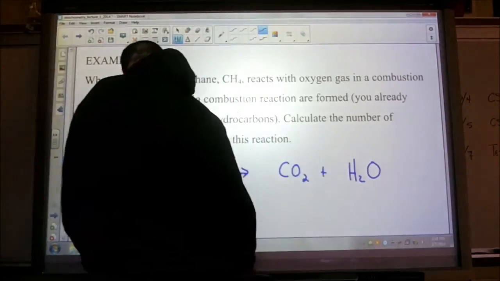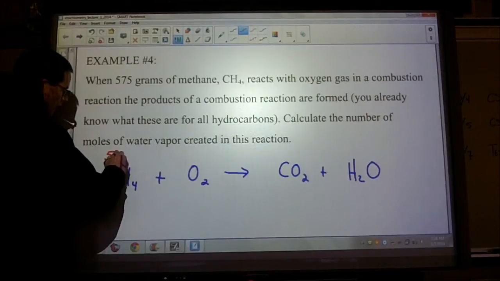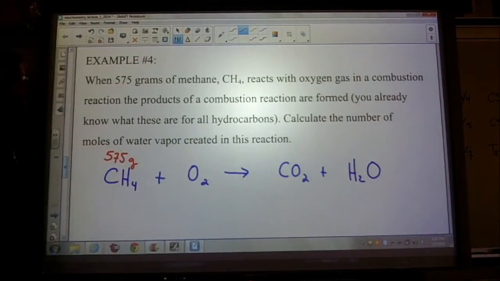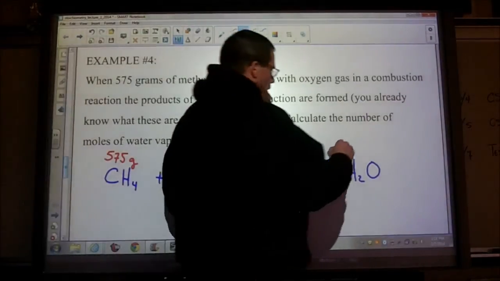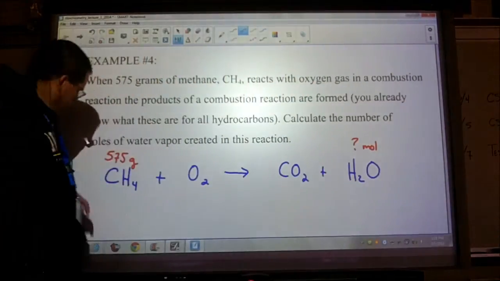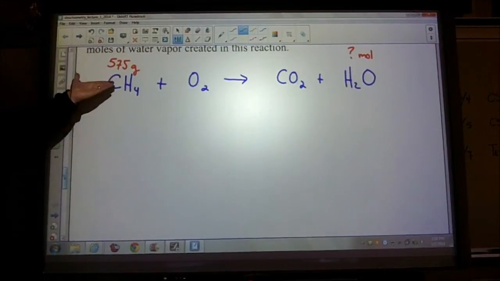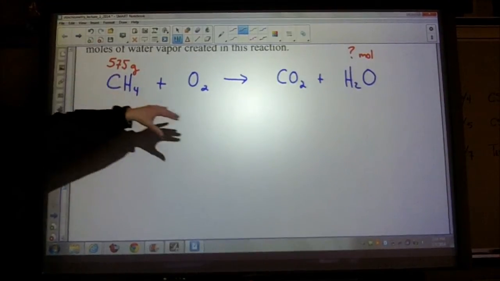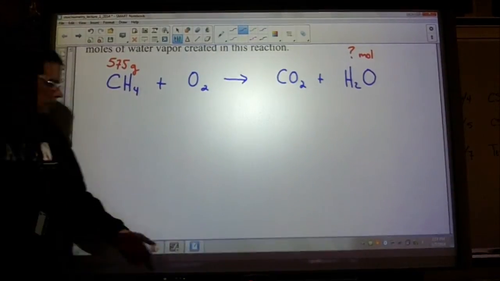Okay, and do we know anything? Yes, 575 grams of methane. And we're looking for the number of moles of water vapor, so moles of water. So this ought to be super easy. Once you have that information, I highly recommend that you put the information above either the element or the compound, just so you don't have to go back to the question.